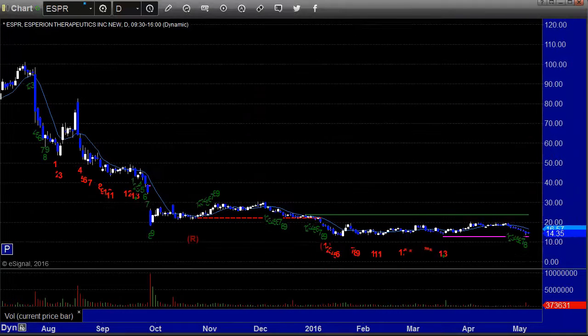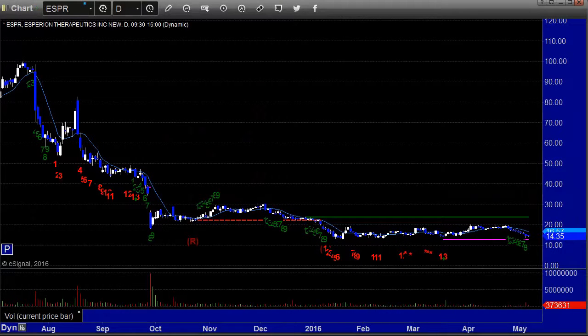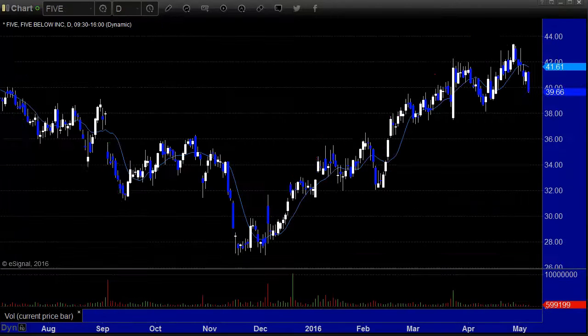ESPR, look at this one. Look how flat it was, and yet it managed to get an exhaustion signal. And once it does, you see how it starts to drift higher anyways. It's not a big move, but it goes from like 15 to 20. Still a 25% move in the stock.